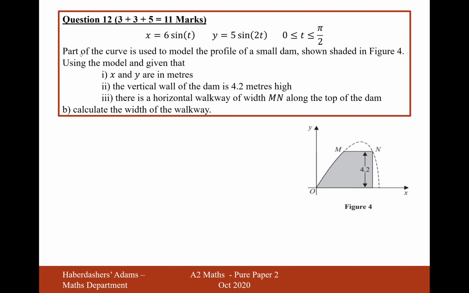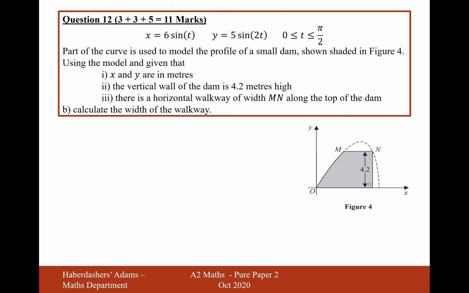So we've now got part of the curve is used to model the profile of a small dam used in figure 4. Using the model and given that x and y are in meters, the vertical wall on the dam is 4.2 meters high. There is a horizontal walkway of width mn along the top of the dam. Calculate the width of the wall.